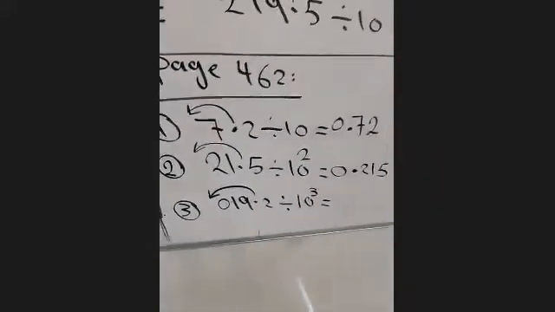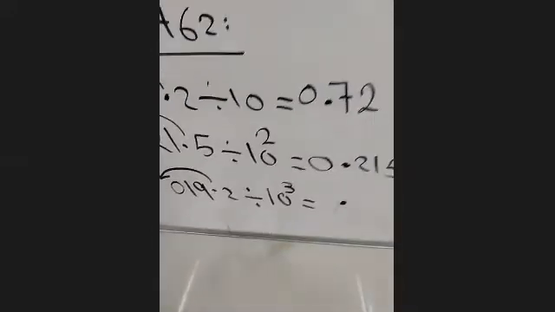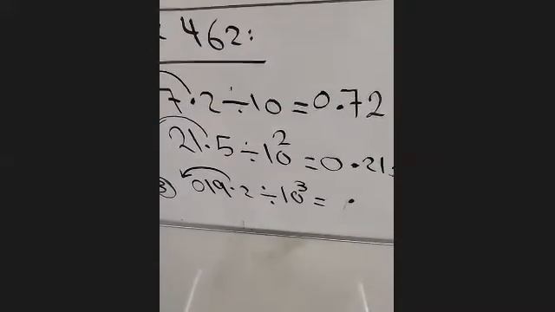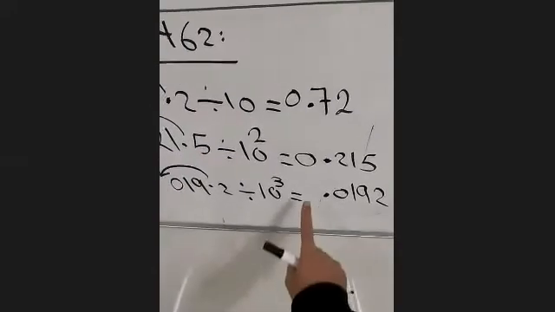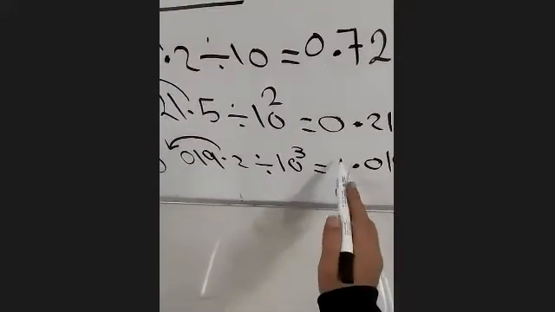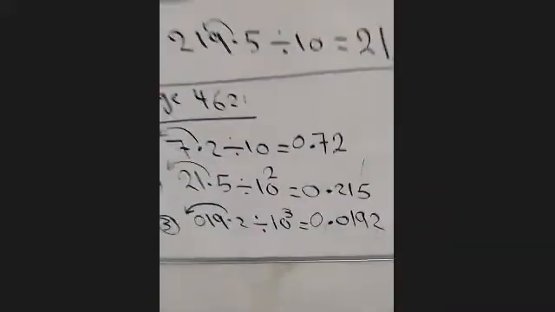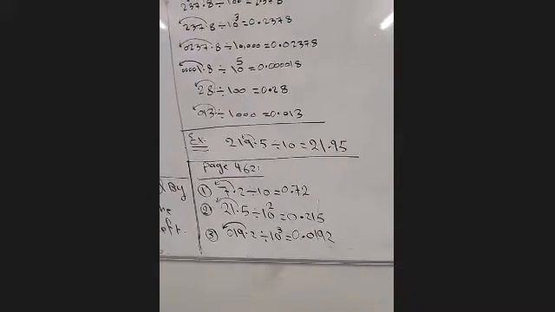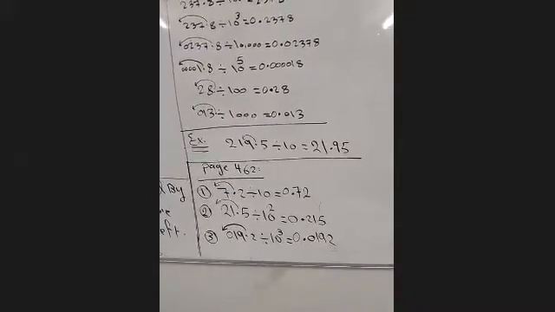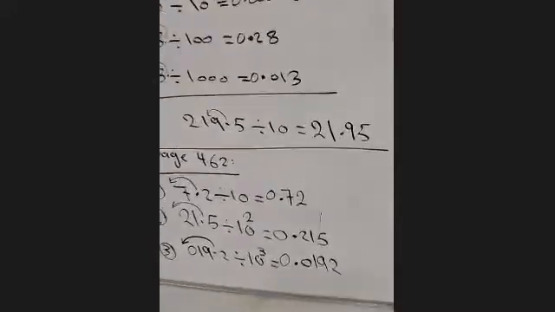We will put the decimal point before the 0. Yalla, decimal, then 192. This empty place, what do we put? 0. So the answer is 0.0192, right? Yes. This is question 3, guys. Copy, please. Question 4.